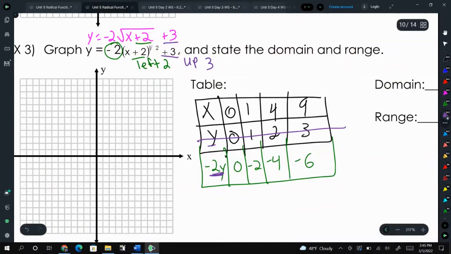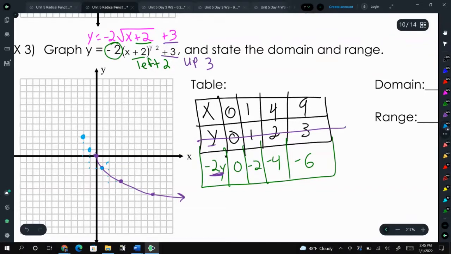All right, so we're going to plot those points, 0, 0, 1, -2, 4, -4, 9, -6. There. So you may be saying, well, that looks exactly like what we did above. What about that translation, left 2, up 3? Well, the way I like to do that is once I have this done, I like to take each of these points and move them left 2 and then up 3. So on this point, left 2, up 3.